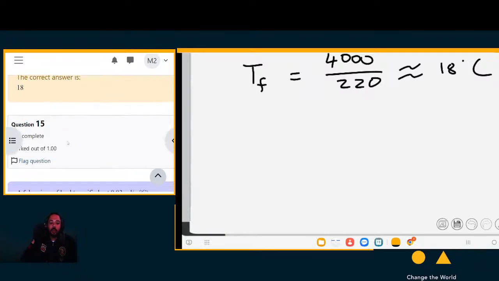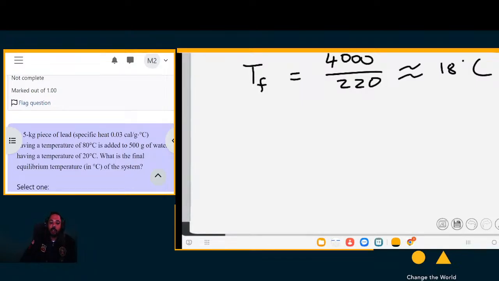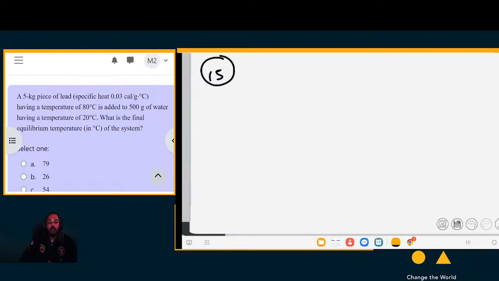Okay, so question 15 is a similar type of problem. In this case, this is lead, similar to your experiment in calorimetry, which you did in your practical. So a 5 kilogram piece of lead has a specific heat of 0.03 calories per gram per degree Celsius, and it has a temperature of 80 degrees Celsius. This piece of lead is added to 500 grams of water having a temperature of 20 degrees Celsius. What is the final equilibrium temperature of the system? So it is basically the same setup.